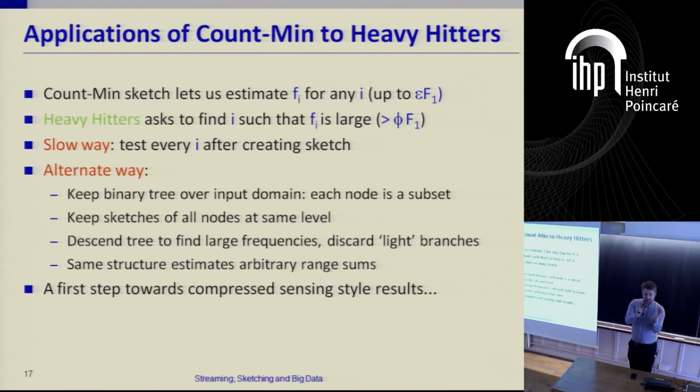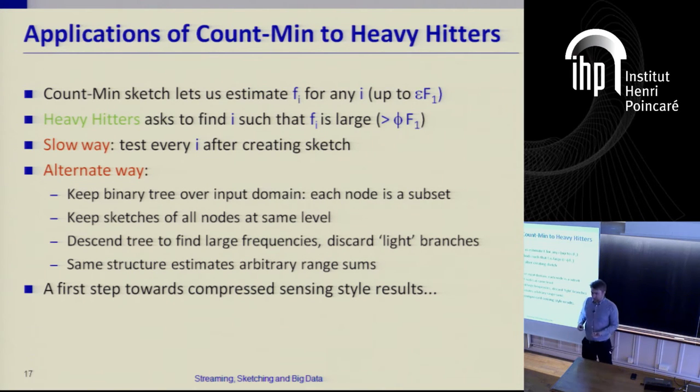The level above that, you've got a sketch where you combine deterministically: element one and two go together, element three and four go together, and so on. Next level, you combine one through eight. And you can think of doing essentially a binary search, descending this tree and asking, where do I find things that look heavy? I keep descending until I find a leaf that's heavy. And if I look at a branch and estimate that this subtree is less than my threshold, then I believe there can't be any heavy element within there, so I can stop the search of that branch.